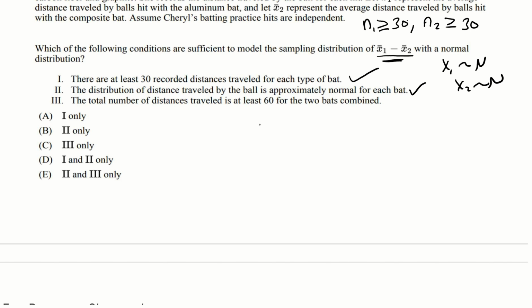The total number of distances traveled is at least 60 for the two bats combined. No, that's not correct. It can't be. You can't just do 30 plus 30 is 60, because you don't want the two bats combined, right? So you don't want to combine the two bats. You just want them individually and independent. Individually, they have to be greater than or equal to 30. Okay, so the answer is D.